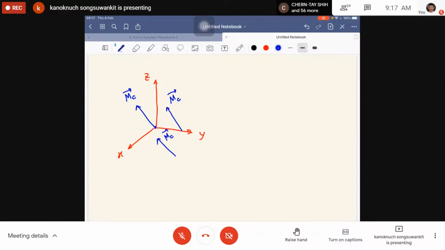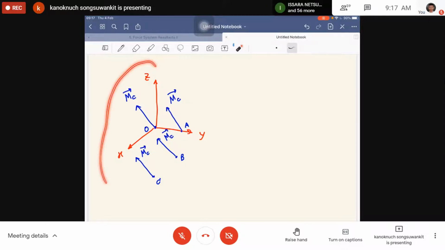You can move it from point O to point A to point B. It is still the same moment. So this is what a free vector means. You can move it anywhere in space, but maintain the magnitude and direction.